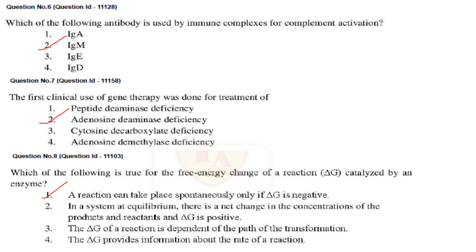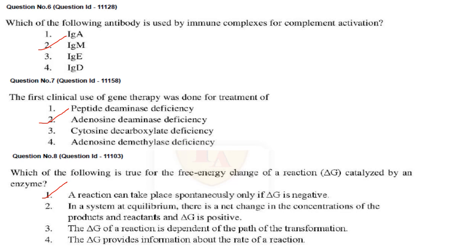Answer is option 1. Then next one, which of the following antibody is used by immune complexes for complement activation? It is IgM and IgG, which are used for complement activation. So they have given IgM only here, IgG is not given. So answer is option 2. First clinical use of gene therapy was done for the treatment of adenosine deaminase deficiency. Answer is option 2.